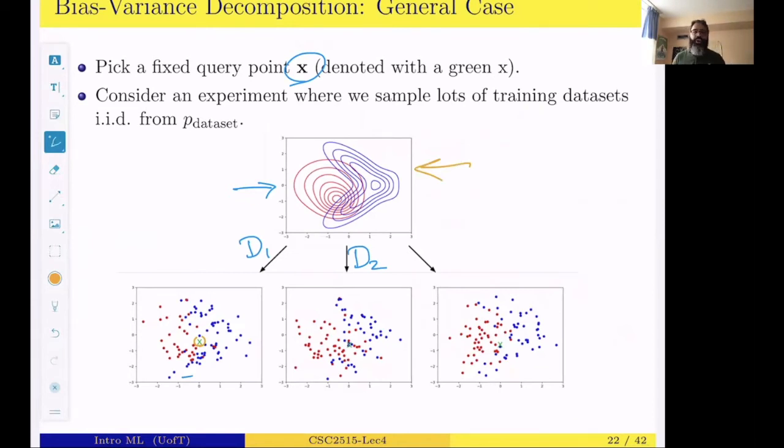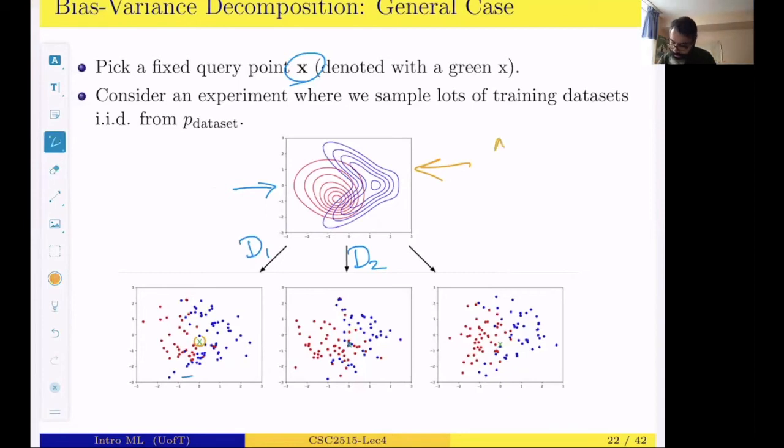The red one would be the contour of the distribution of class red, and the blue one would be the contour of the distribution for class blue. But maybe in one dimension it would be easier to show.